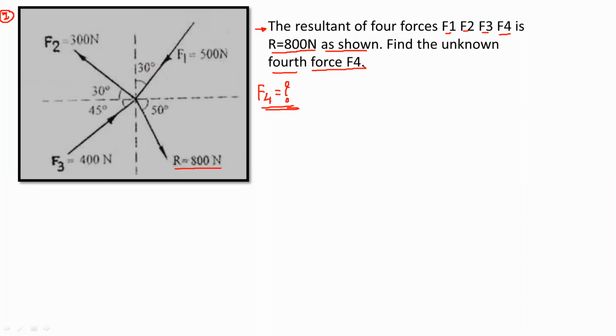So you draw this diagram. In the diagram, the first force is F1. This is the direction for F1, which is equal to 500 Newton. Second force F2 is equal to 300 Newton. So this is the direction. Angle is 30°. Then F3 is 400 Newton. This is the direction for F3 and the angle is 45°. So only three forces are shown in the figure, and all the forces are passing through this intersection point. This is called the point of concurrency. So right now we are discussing only the concurrent force system.